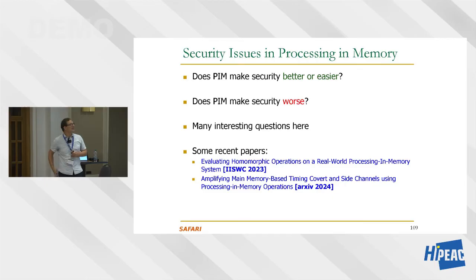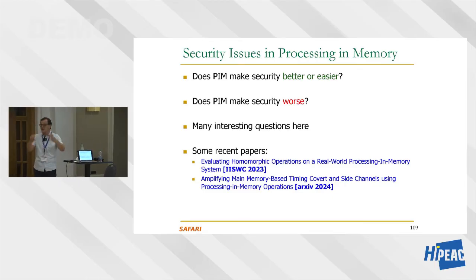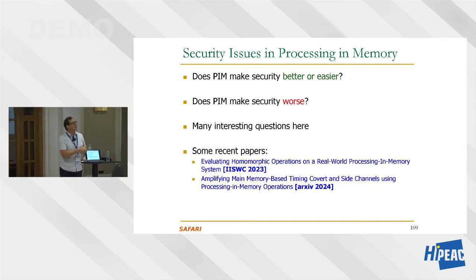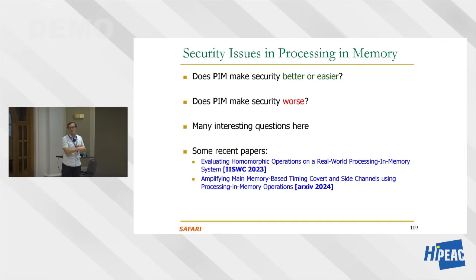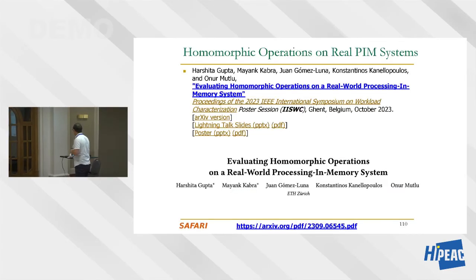So basically, does PIM make security worse is another question, right? Clearly, we can make it better or easier by doing random number generation, etc. But worse is also important. And there are many interesting questions here that I'm not going to cover. It's also a research topic. So in this work, we use the UPMEM system to look at homomorphic encryption operations. This is going to be a lot more important in the future. I think actually processing using memory is a really great fit for homomorphic encryption, but I'll leave it at that.